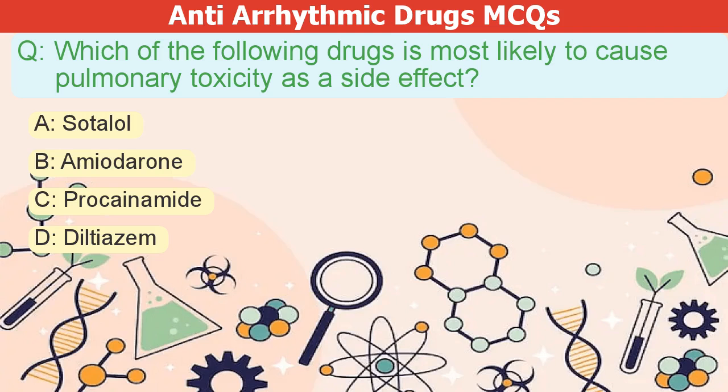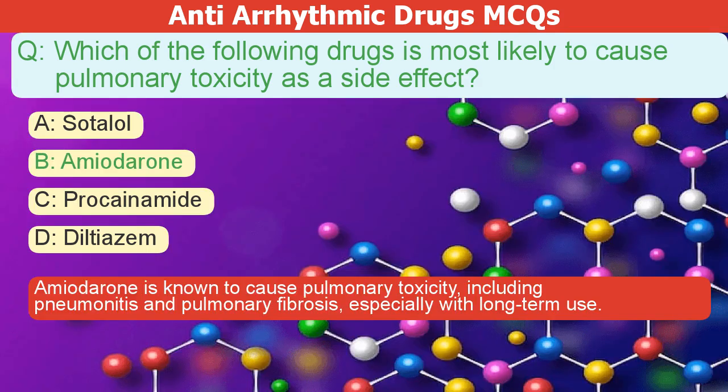Which of the following drugs is most likely to cause pulmonary toxicity as a side effect? A. Sotalol. B. Amiodarone. C. Procainamide. D. Diltiazem. The correct answer is B. Amiodarone is known to cause pulmonary toxicity, including pneumonitis and pulmonary fibrosis, especially with long-term use.